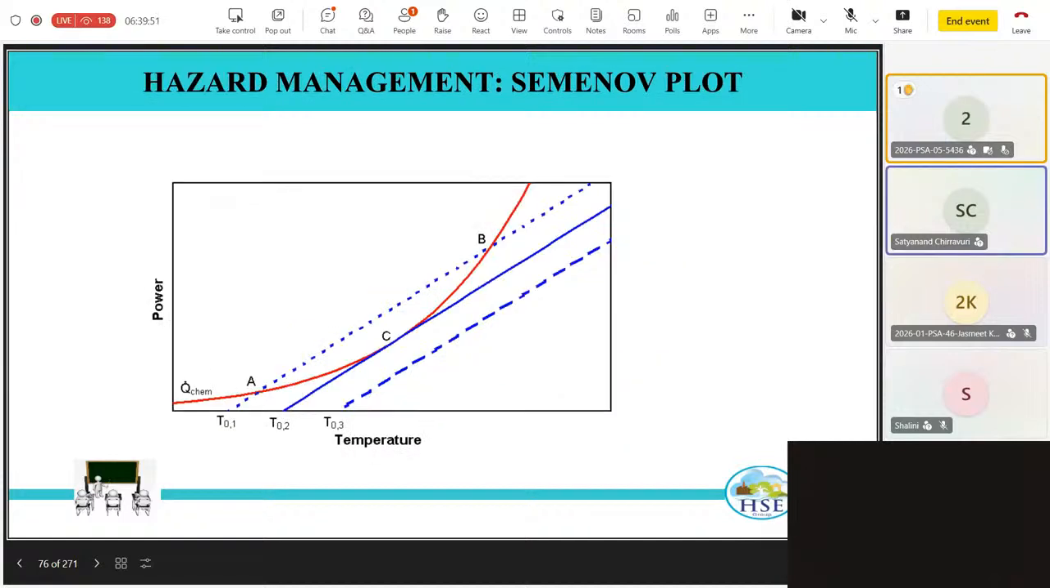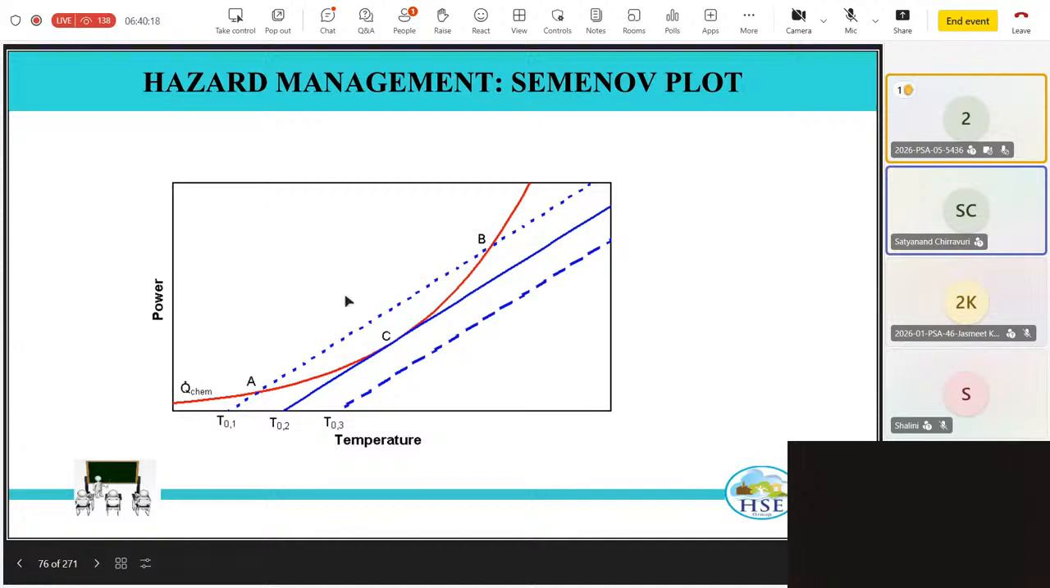Yeah, so here is a Semenoff plot. Here we are talking about concepts of decomposition only. Okay, you are asking me to give one example, Abhishek. I'll talk about it later. Okay, let's quickly talk about the Semenoff plot.